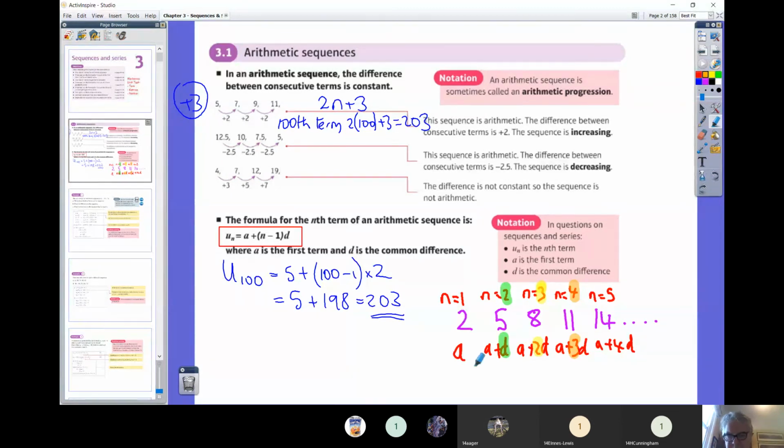So let's put this sequence into general terminology. a is the first term. To get the 5, we've added on d, so that's a plus d. To get the 8, we've added on another d, so that's a plus 2d, and then a plus 3d, and so on. And you can see the difference between the position, 3, and the number of d's, 2, is always 1 less. That's all this n-1 business is about, okay?